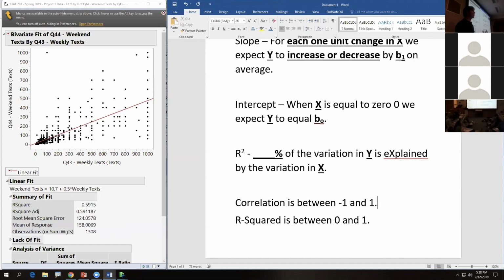So it's related to correlation. And so think about this. If we have -1, that means we've explained all the variation with a negative line. The correlation of -1 explains all the variation with a negative line. So every point would actually be on the line because it explains everything.